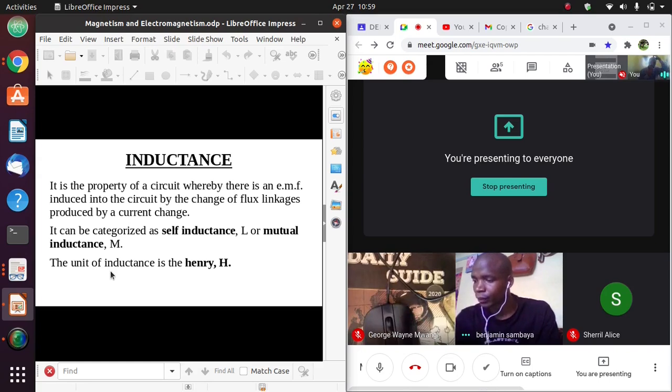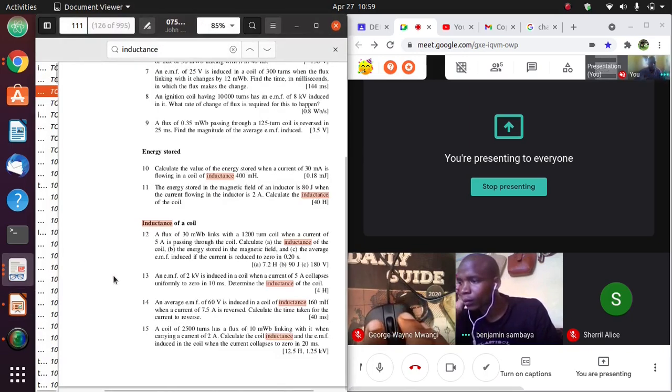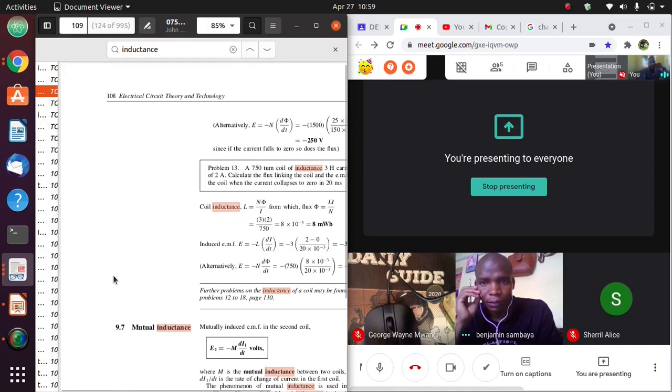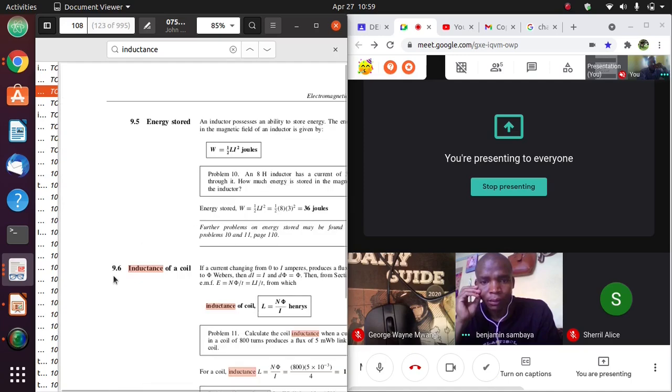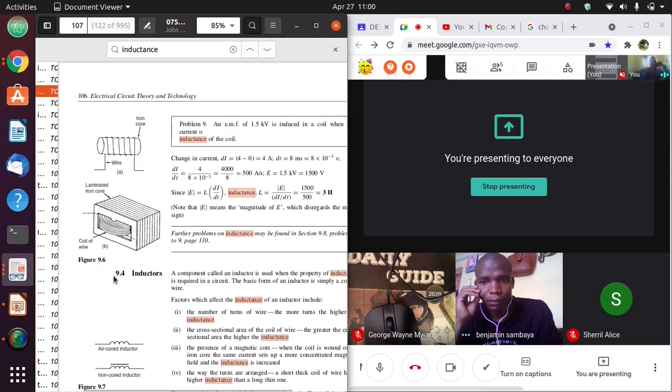When an EMF is produced in that same circuit, if you have a circuit and the change in current induces an EMF in that circuit, then we call that self-inductance. When you have two circuits, one adjacent to another, and the change in the induced EMF in one circuit induces EMF in the other circuit, then we call that mutual inductance.